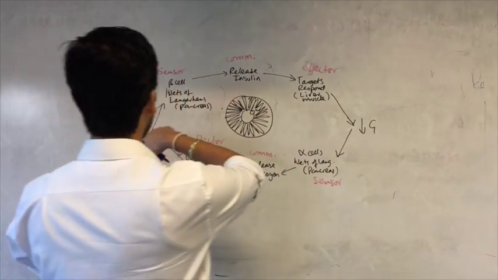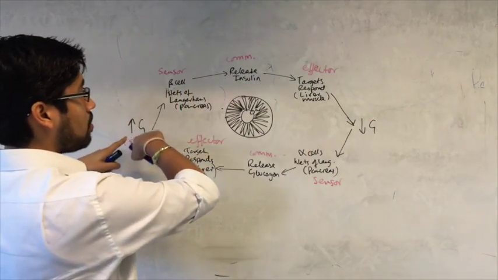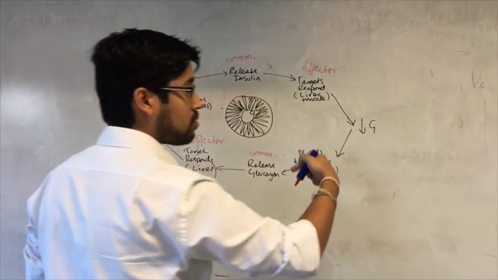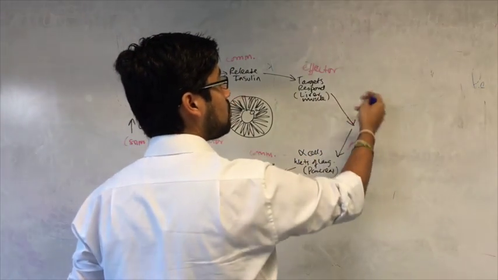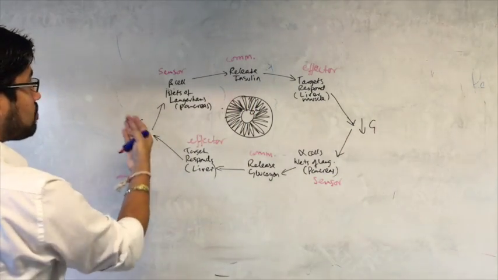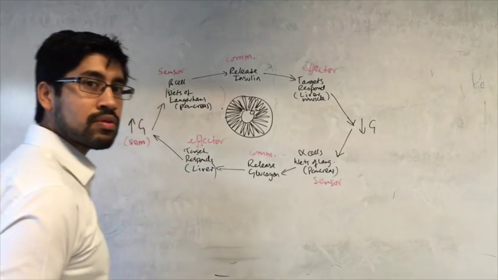Which, in this case, if the stimulus is rising blood glucose levels, the response is the lowering of the blood glucose levels. And if the stimulus is the lowering of blood glucose levels, then the response is the raising of blood glucose levels.